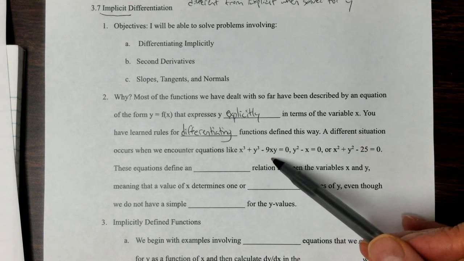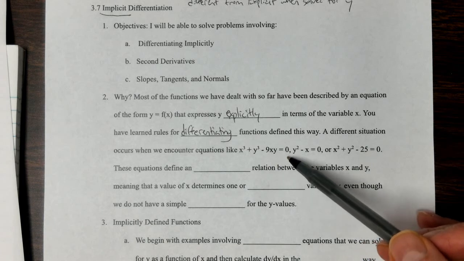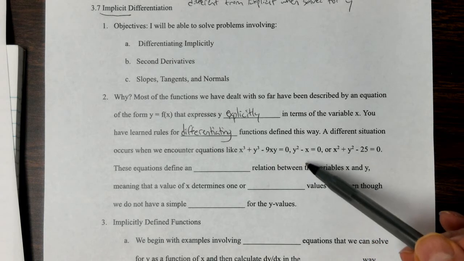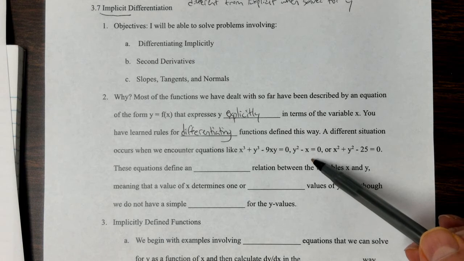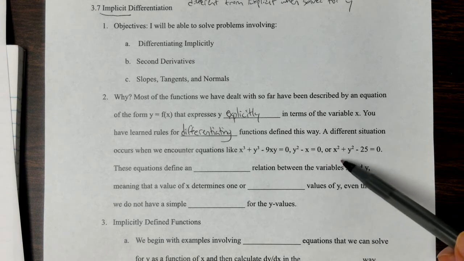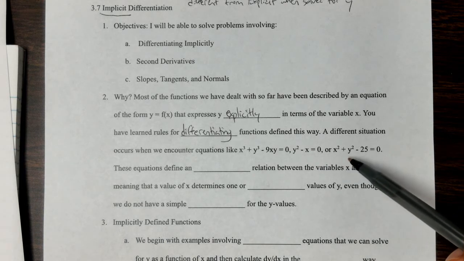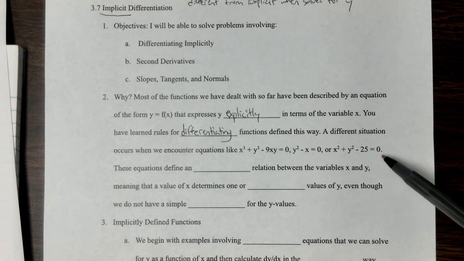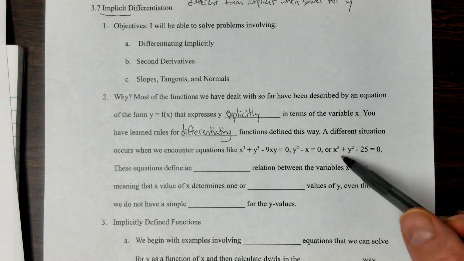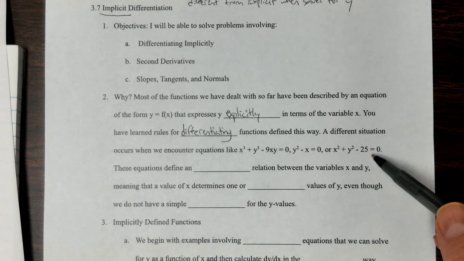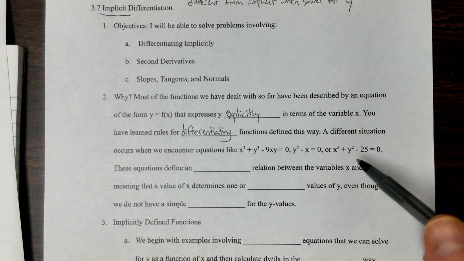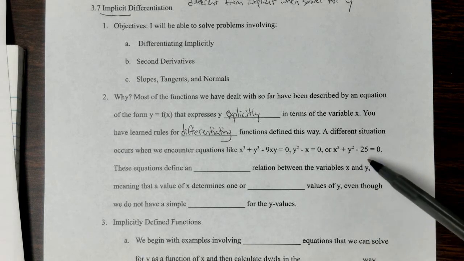A different situation occurs when you have an equation such as x cubed plus y cubed minus 9xy equal to 0. Or if you had y squared minus x equals 0, or x squared plus y squared minus 25 equals 0. This last one would have been an equation of a circle with radius 5. But you notice in all of these, x and y are on the same side of the equation.